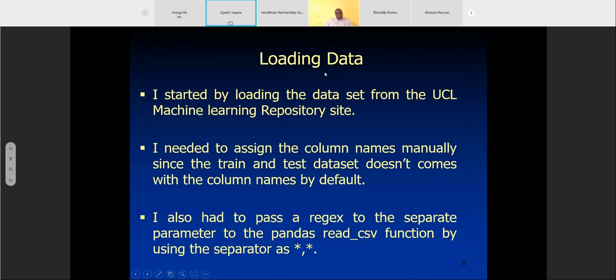And then loading the data. I start by loading the dataset from the UCI machine learning repository site. I need to assign the column names manually since the train and testing datasets don't come with column names by default. I also have to pass a regex to the separator parameter of the pandas read_csv function, using a separator symbol, this comma.